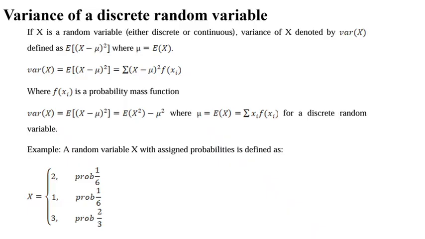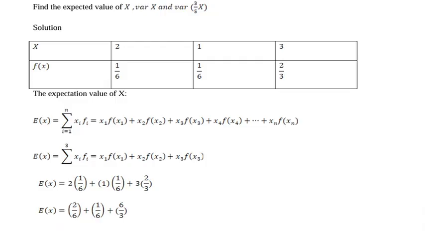Example: a random variable X takes the values 2, 1 and 3, with probabilities 1 over 6 for 2, 1 over 6 for 1, and 2 over 3 for 3. Now we form a distribution table. Our values are 2, 1 and 3, and our f of x, which are their probabilities, are 1 over 6, 1 over 6 and 2 over 3.